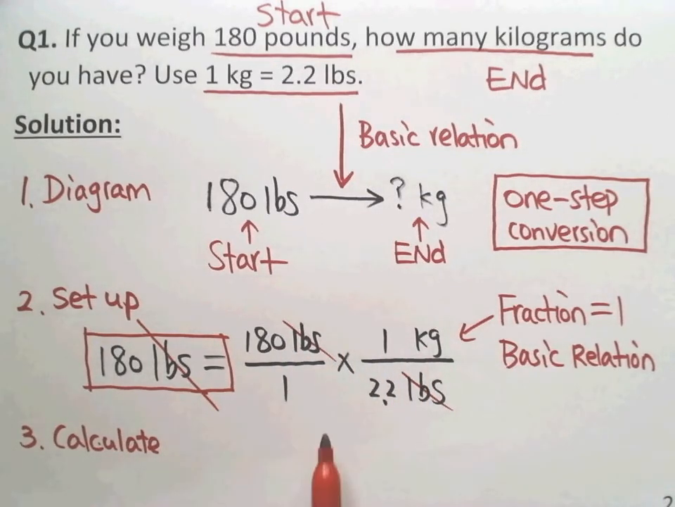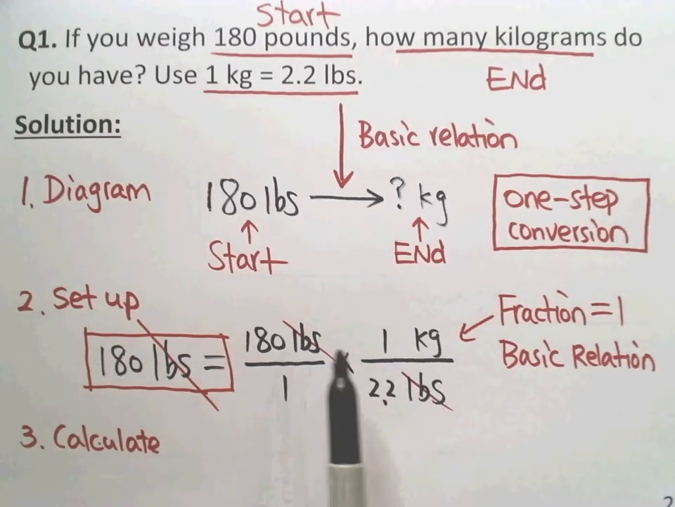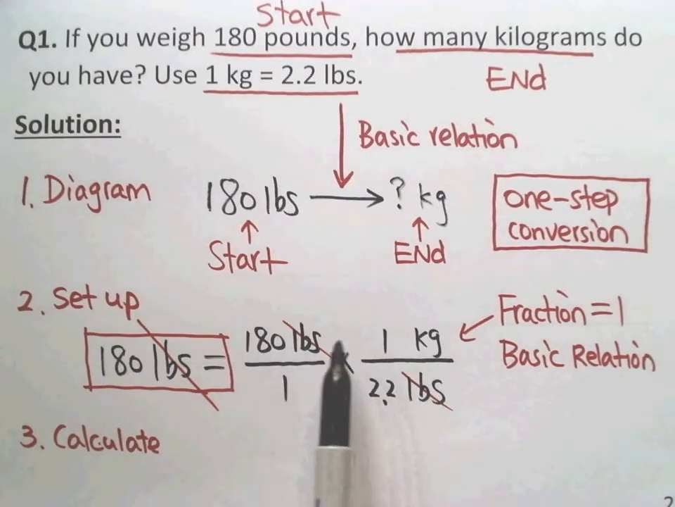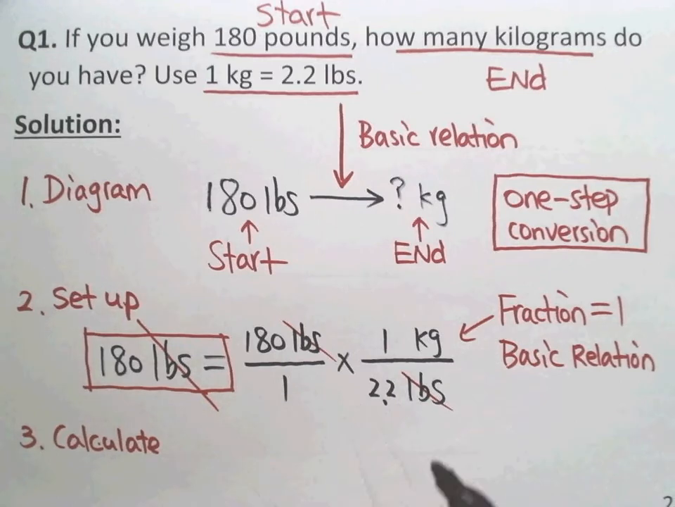Then the last step is to calculate. Calculating is easy. This is a fraction times a fraction. We know how to do the calculation, right? Fraction times fraction: the numbers on the numerator are multiplied together, and the numbers on the denominator are multiplied together. That's the way we need to do it.